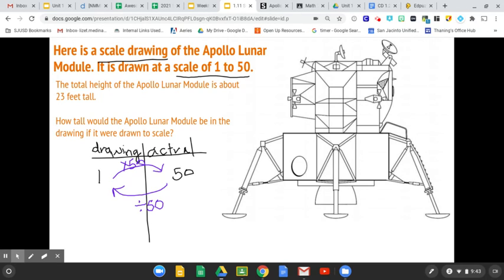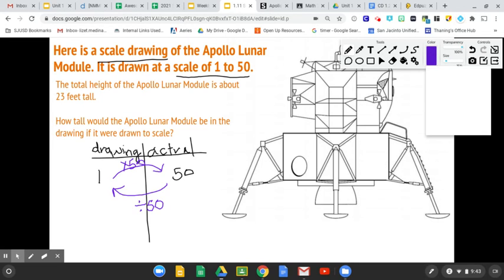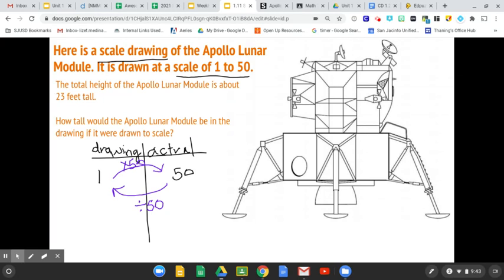Okay, so we have our table, we know what our scale is, and we know how to use it. That means we know how to go from drawing to actual and actual back to drawing. They tell us the total height of the spacecraft is 23 feet tall. So we have to figure out, well, where do I put that information in this table? 23 feet tall, that is pretty tall. That is the actual height of the spacecraft.